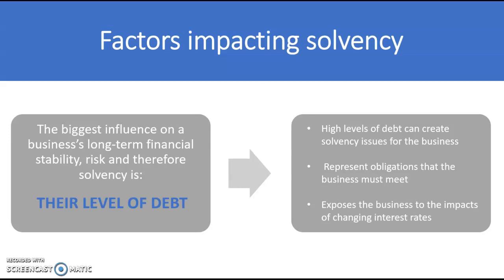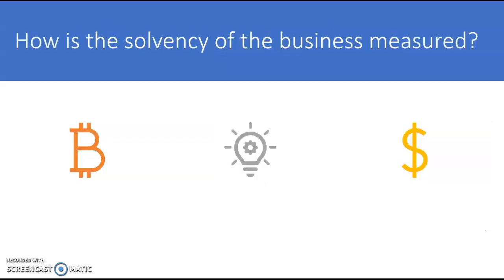financial obligations. Now, whilst this isn't a problem at the moment, given the historic low interest rates, remember, most businesses will be borrowing to expand when economic conditions are favourable. And during these times, there is a higher risk that interest rates will be increased by the RBA in order to control inflation. So how is solvency of the business measured?